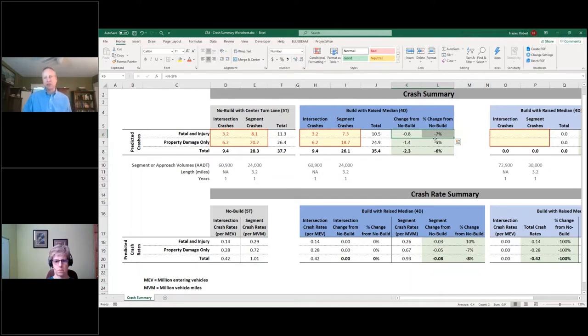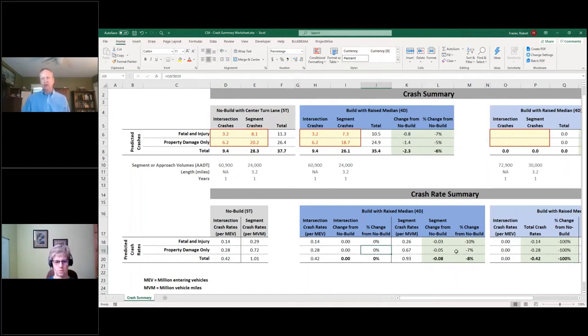Here it's good, 7% reduction. Property damage, 5% reduction. So we're doing better with fatal and injury than the overall 6% reduction, which is a little over 2 crashes a year. And then down here, our intersection rates stay exactly the same. We did not change anything on those intersection tabs, so the intersection crashes are actually identical. The segment crashes are where all the change is, and that's what we would expect.